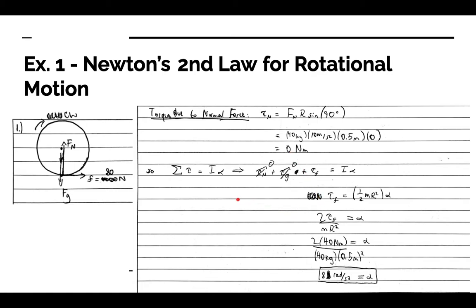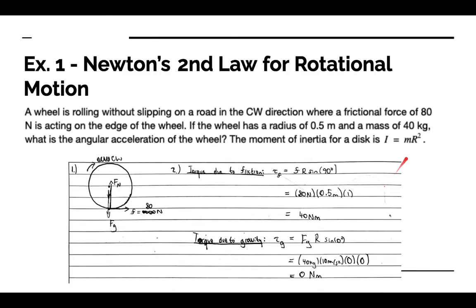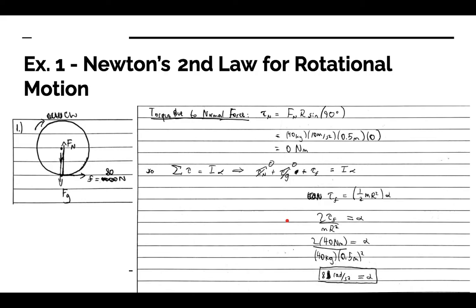So now we can sum our torques together. The normal force torque and the torque due to gravity are both 0. And then we have the torque due to the frictional force, which is now going to be equal to our moment of inertia times angular acceleration. So we can plug in our equation for moment of inertia, which is 1/2 mr squared, and I believe in a typo here I said it was I equals mr squared. I can't recall which one it is off the top of my head, but either way, you will always be given an equation for moment of inertia.